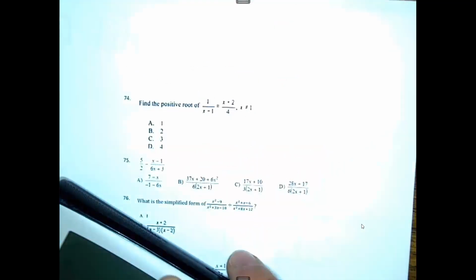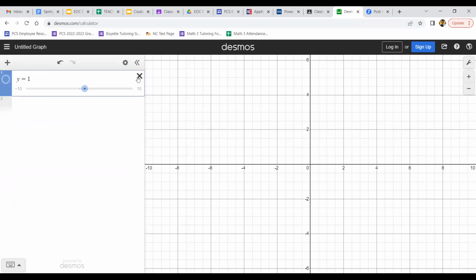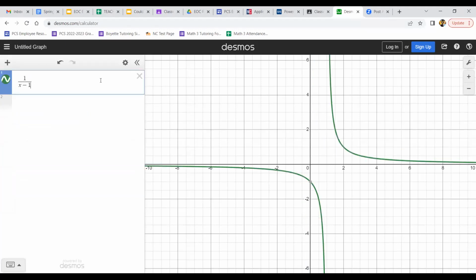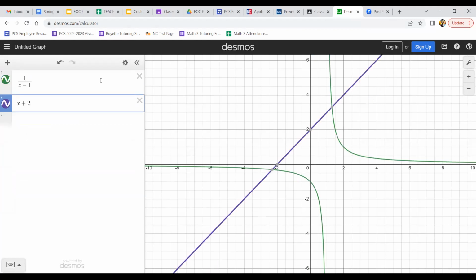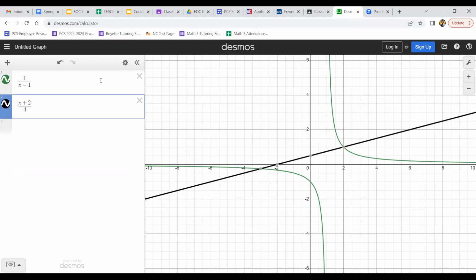All right, for the next one, it says to find the positive root of 1 over x minus 1 equals x plus 2 over 4. So we're going to go ahead and graph this one. The left side of the equation and the right side of the equation. Okay.